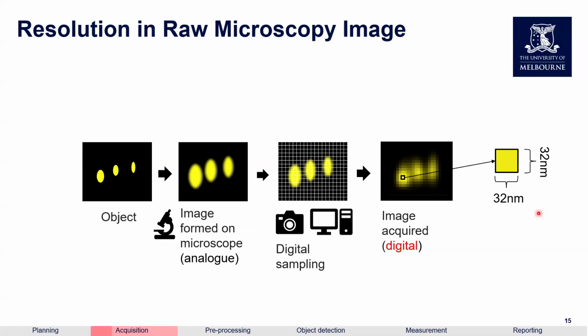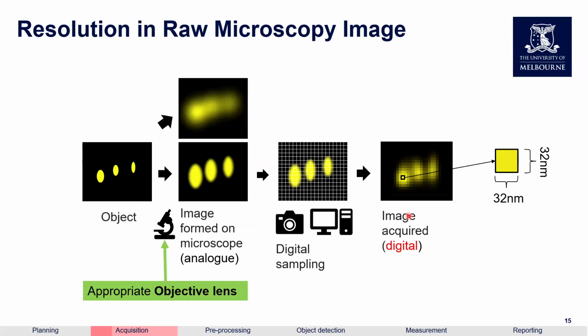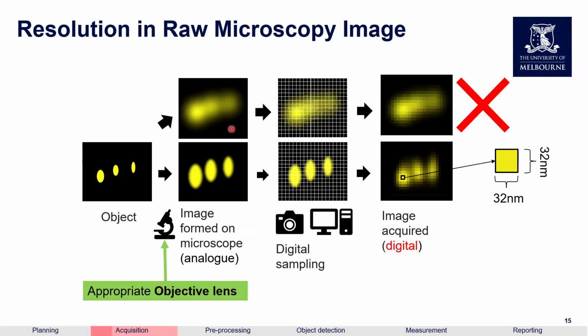So the first step to control the image resolution is, of course, using the correct objective lens during acquisition. If we use the wrong lens, for example, in here, the analog image won't have enough resolution to start with, and of course, neither will its subsequent digital product. How the lens determines the resolution was covered in our first lecture, so you can revisit it if you want to learn more details.